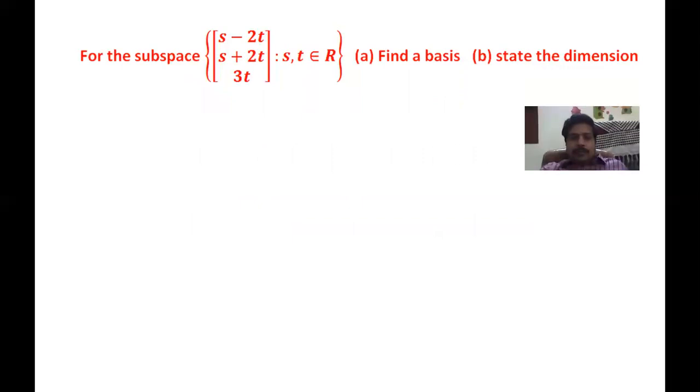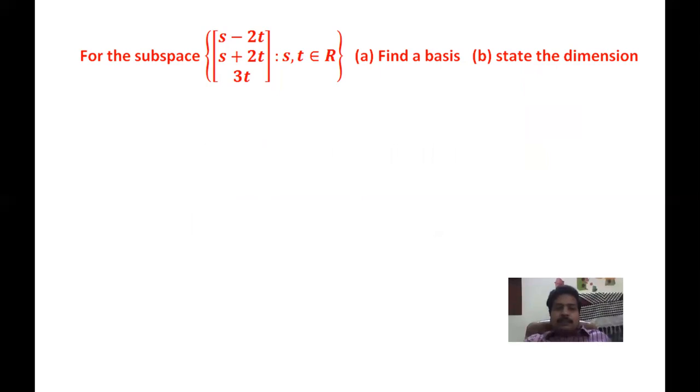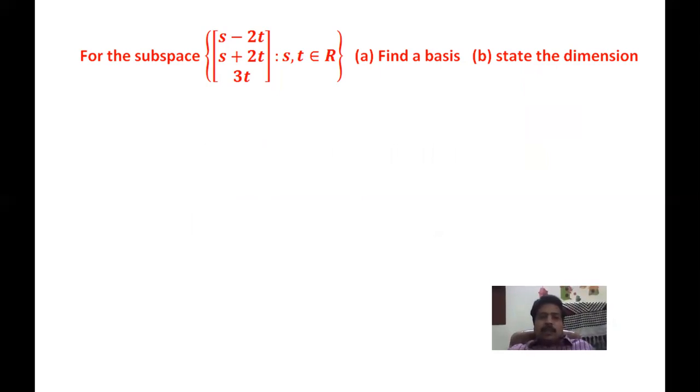So this is one more problem. For the subspace, the set of column matrices S minus 2t, S plus 2t, 3t. So it's a 3 by 1 column matrix such that S and T are real numbers. Find a basis and state the dimension. So we need to find a basis for this subspace and find its dimension. If we know the basis, then the number of vectors in the basis will give us the dimension of the subspace.